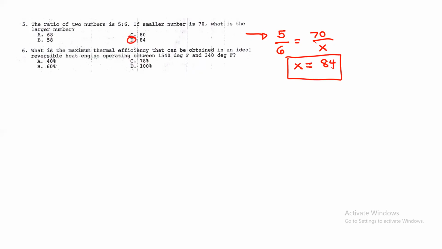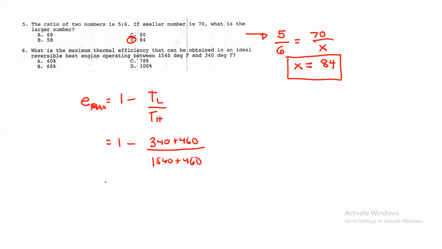The next, number 6. This is thermal efficiency. Remember that the maximum thermal efficiency is the efficiency of the Carnot cycle, 1 minus TL over TH. So remember, the maximum efficiency is the efficiency of the Carnot cycle, 1 minus TL over TH. So 1 minus (340 plus 460). Let's make it absolute first. So 1 minus 800 over 1540... we get 60%. So the answer is letter B.